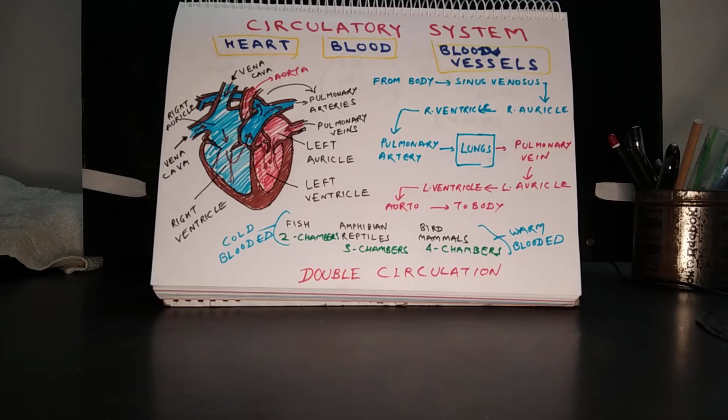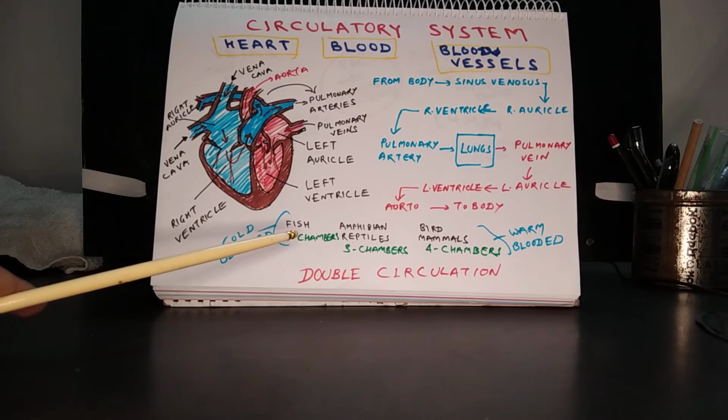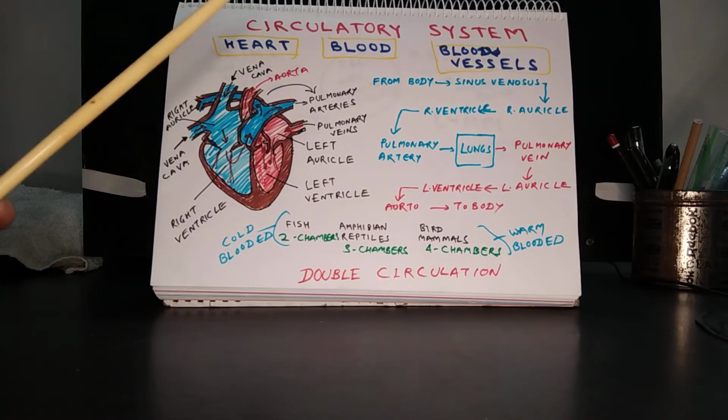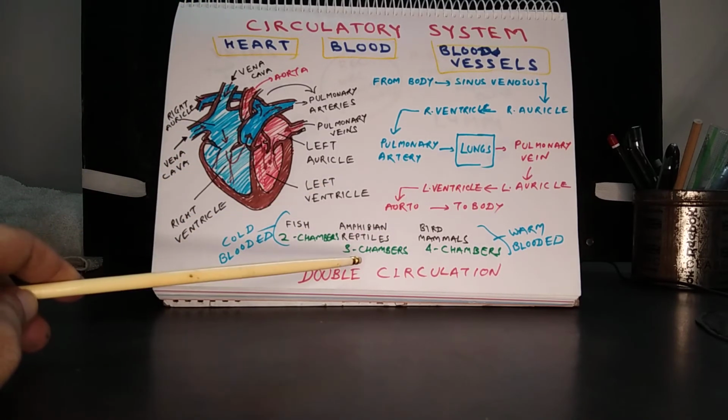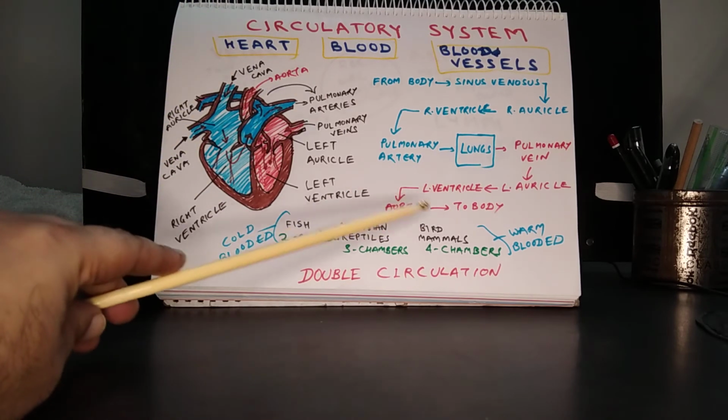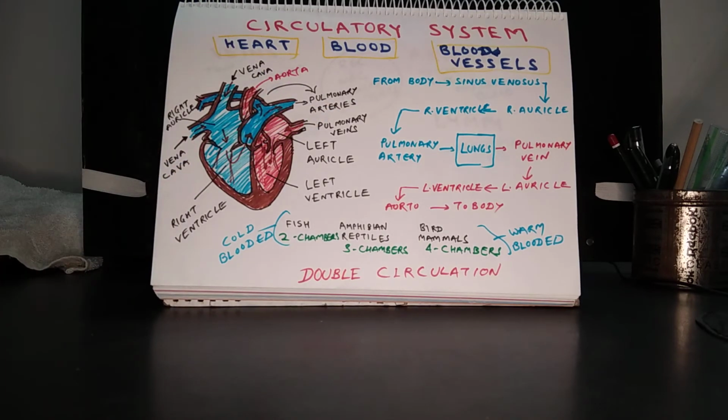Let us try to understand why this is necessary. For this, you need to understand the number of chambers in the hearts of different animals. Fish have 2 chambers in their heart. Amphibians and reptiles have 3 chambers. Birds and mammals have 4 chambers in their hearts. Fish, amphibians and reptiles are called cold-blooded animals because they cannot regulate their body temperature. Their body temperature depends on the temperature of the environment. But birds and mammals can regulate their body temperature. So for this, they need more energy, a more efficient system. And that efficient system is provided by double circulation.